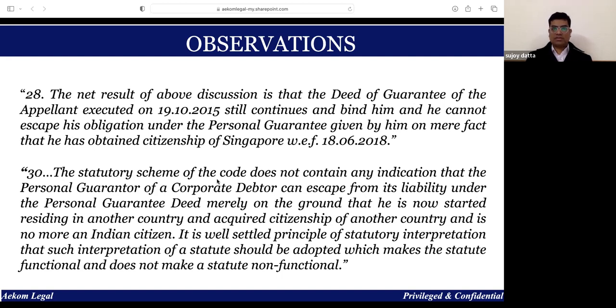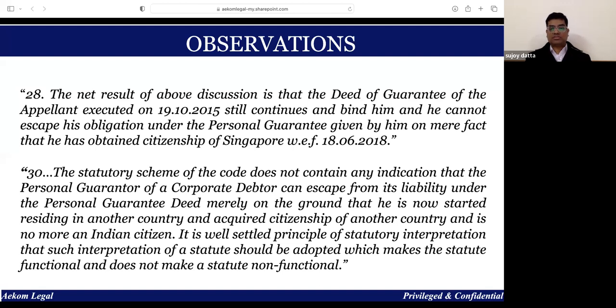The net result of the above discussion is that the deed of guarantee still continues to be binding, and the guarantor cannot escape his obligation merely on the fact that he has obtained citizenship of Singapore with effect from 18th of June 2018. The statutory scheme of the code does not contain any indication that the personal guarantor can escape from its liability under the personal guarantee deed merely on the ground that he has now started residing in another country and has acquired citizenship of another country and is no more an Indian citizen.